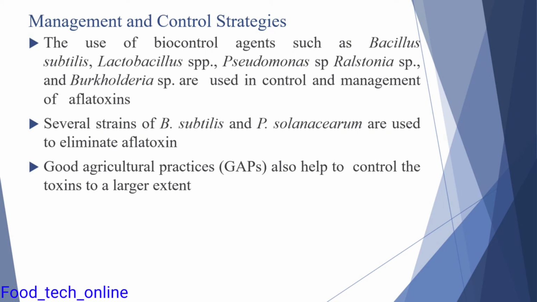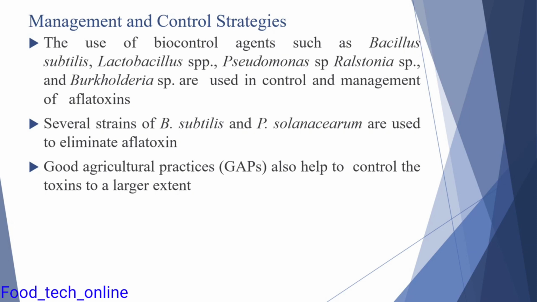And several strains of Bacillus subtilis and Pseudomonas solanacearum are used to eliminate the aflatoxin, and also good agricultural practices help to control the toxins to a larger extent. So coming to the control measures or the management of aflatoxin production. First one is we can use biocontrol agents in order to destroy these Aspergillus species producing the aflatoxin, and thereby reduce or prevent the production of aflatoxin in a food diet. And the commonly used biocontrol agents are Bacillus subtilis, Lactobacillus species, Pseudomonas, Ralstonia, Burkholderia, etc. They are mainly used in the control and management of aflatoxin.